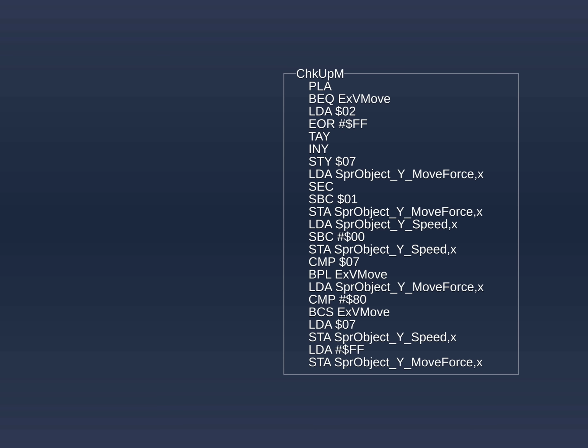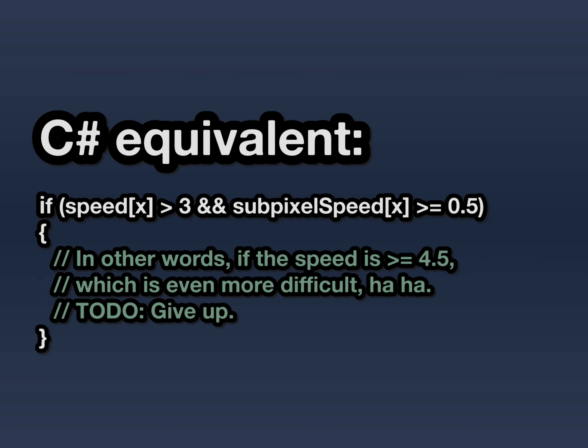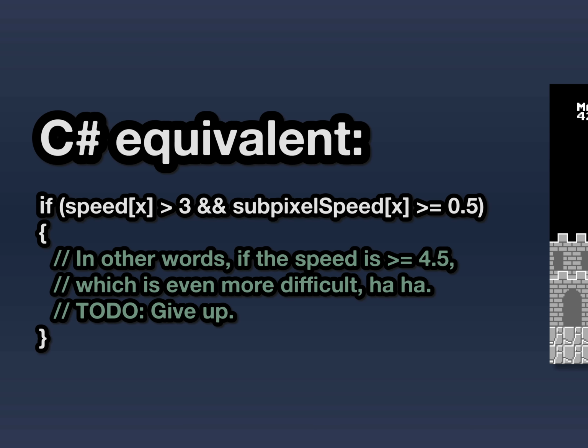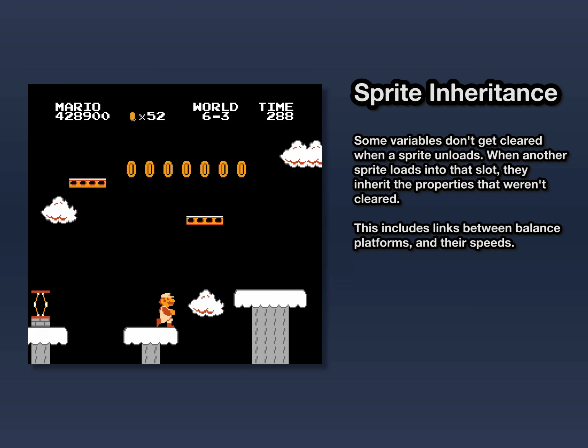Incorrectly. Instead of limiting its speed if it is at the speed limit, it limits its speed if it is greater than the speed limit, so you would need to make this platform reach 4.5 pixels per frame to run this code. But perhaps not all hope is lost, because we have a trick called sprite inheritance.